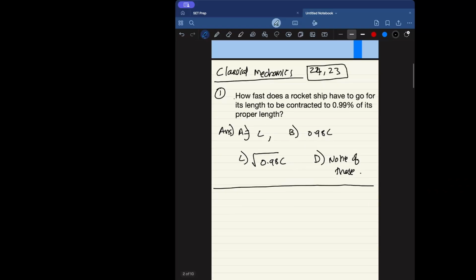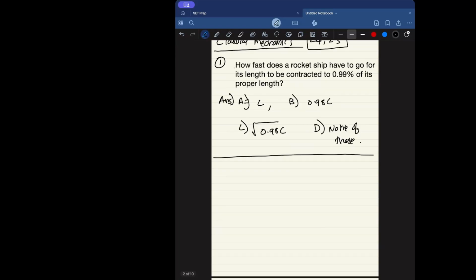Okay, first question. How fast does a rocket ship have to go for its length to be contracted to 0.99% of its proper length? Here a rocket is traveling with some velocity v, and due to that large velocity, a stationary observer observes its length to be contracted to 0.99% of its original length. The length contraction formula is L equal to root over 1 minus (v/c) whole square times L0, where L0 is the proper length and L is the contracted length.